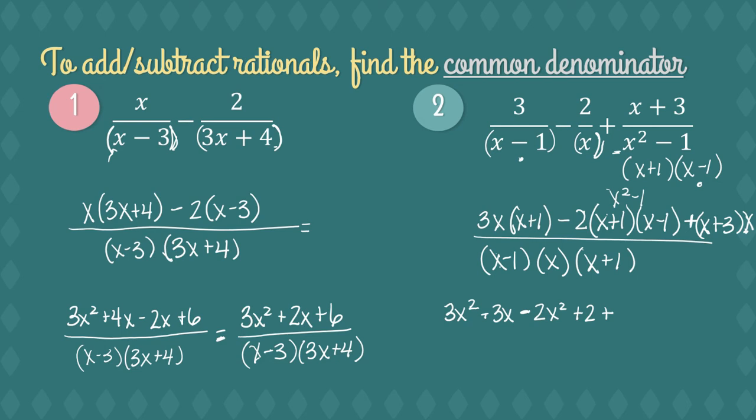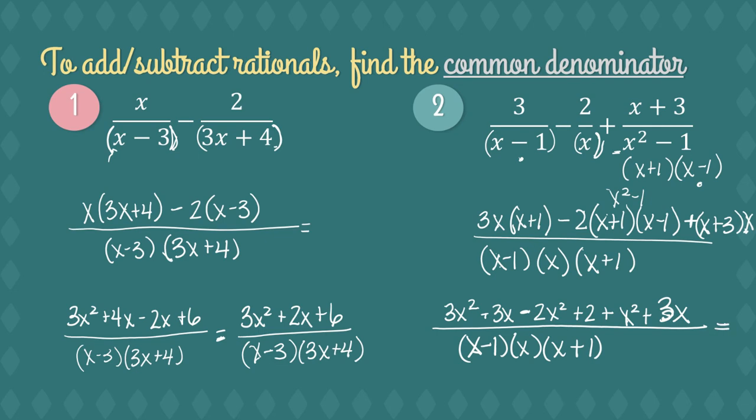And then I'm going to multiply x plus 3 times x, which is x squared plus 3x, all over x minus 1 times x plus 1. By the way, the order of that denominator doesn't matter if you put the x in front or whatever, as long as you just have the three pieces, okay?